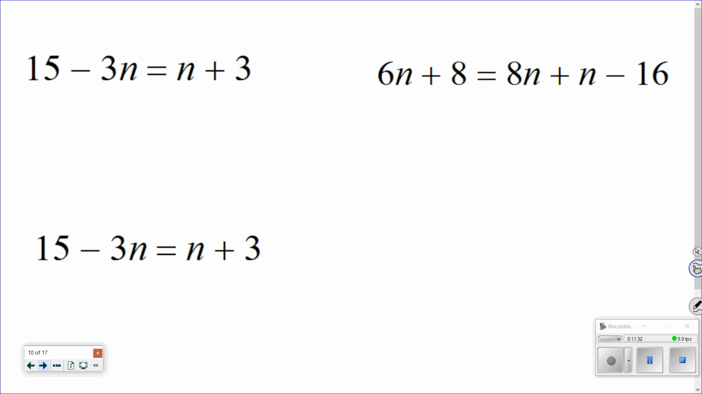Okay, so our steps, and you have them written down, right? Step number 1 is to simplify both sides. Well, if I look over here, 15 minus 3n, there's no like terms. There's nothing to simplify. There's no parentheses. Nothing I need to do there. Same thing over here, n plus 3, nothing to do.